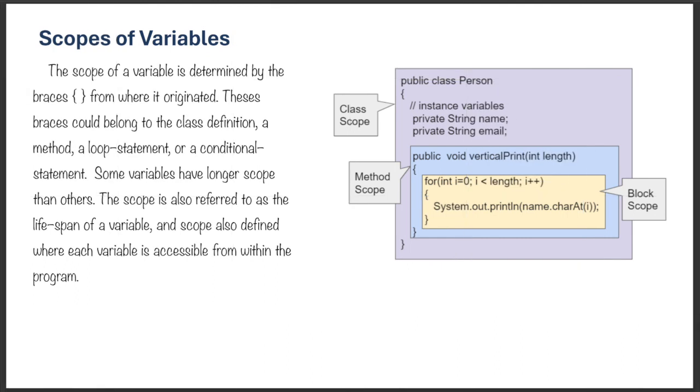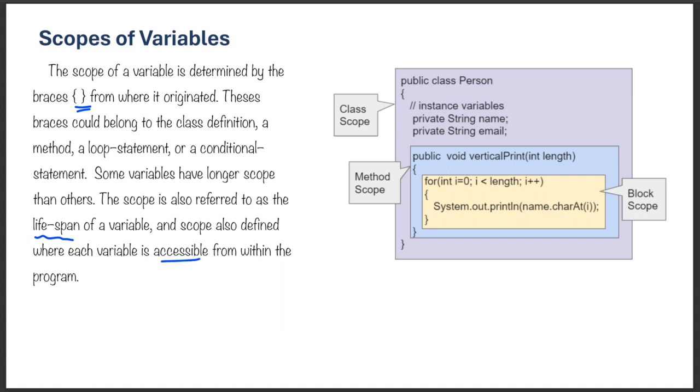Next up, we want to talk about scopes of variables. The scope of a variable is determined by the braces from where it is originated. So these braces could belong to the class definition. These braces could belong to a method or a loop statement or a conditional statement. Some variables have a longer scope than others. The scope is also referred to as the lifespan of a variable, and the scope also defines where the variable is accessible.